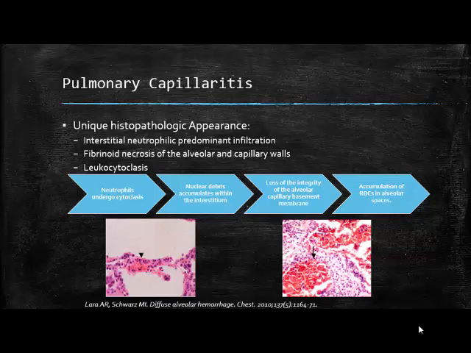Now, on pathology, there is neutrophilic predominance, fibrinoid necrosis of the alveolar and the capillary walls, as well as leukocytoclasis. So what happens is that the neutrophils squeeze between the capillary basement membrane. The nuclear debris of those neutrophils accumulates within the interstitium, and this leads to the loss of the integrity of the alveolar capillary basement membrane, thus the accumulation of RBCs in the alveolar spaces.